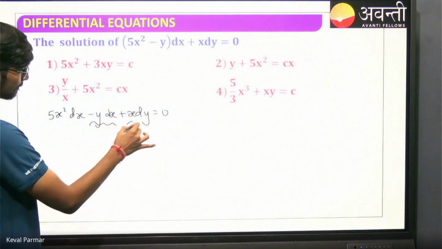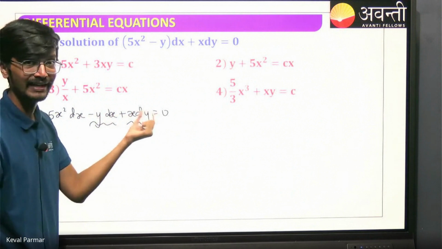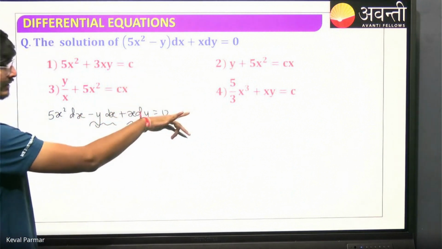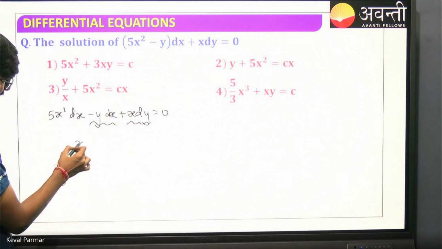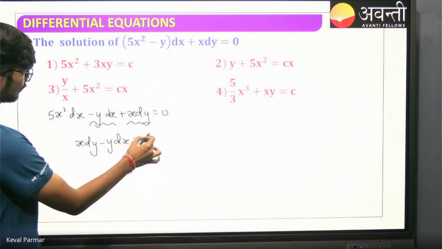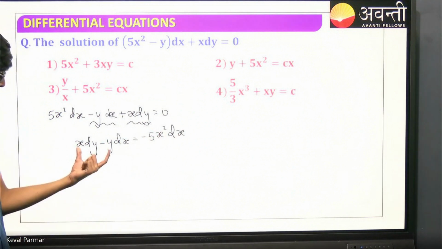Which are the unhappy terms? These two. Why? Because here dx के साथ y है और dy के साथ x, right? So I'll bring them to the right hand side. So I'll get x dy minus y dx is equals to 5x square dx. Now can you see what is this?